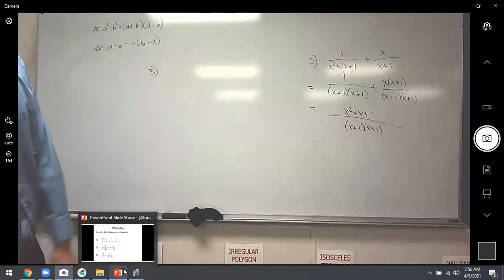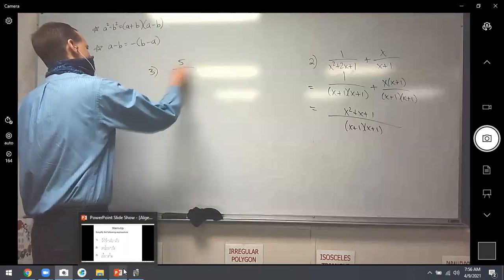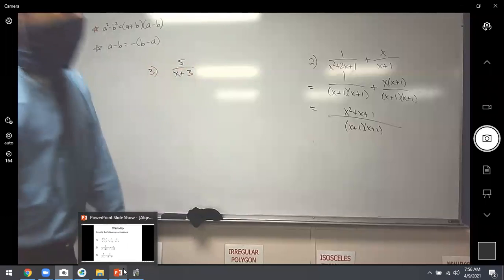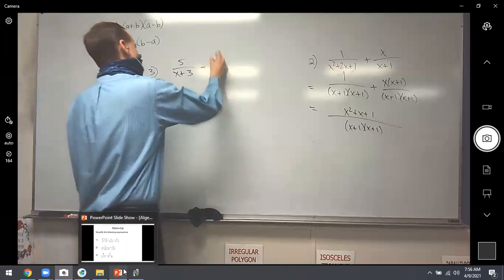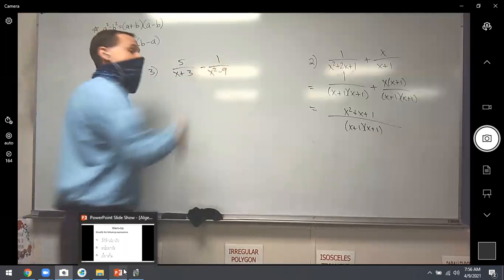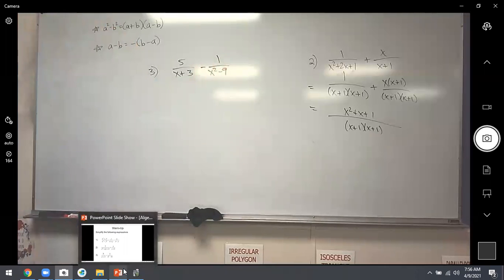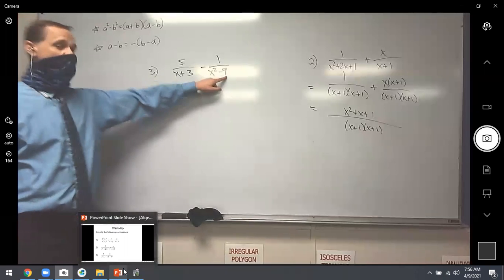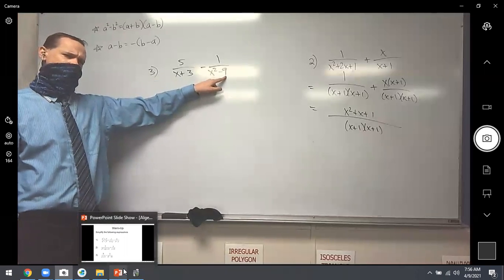This one says 5 over x plus 3. And you are subtracting 1 over x squared minus 9. And the x squared minus 9, that's another difference of squares. It might not look like 9 is something squared, but we know it is. It's 3 squared, correct? So there's 2 ways to do it. Of course, you could say it's a difference of squares. You could call it x squared minus 3 squared, couldn't you? Then you could factor it into x plus 3 and x minus 3. Or you can just think it through. There is no middle term, correct?